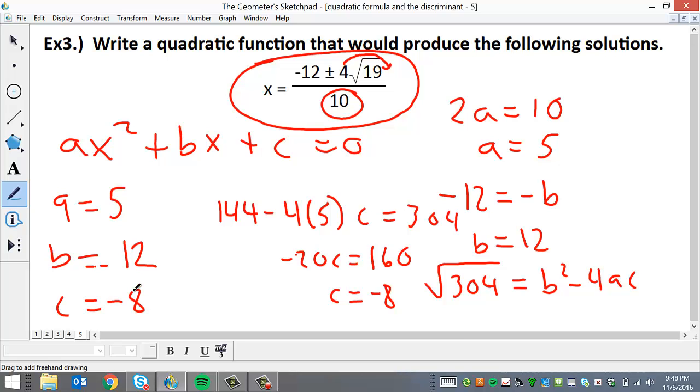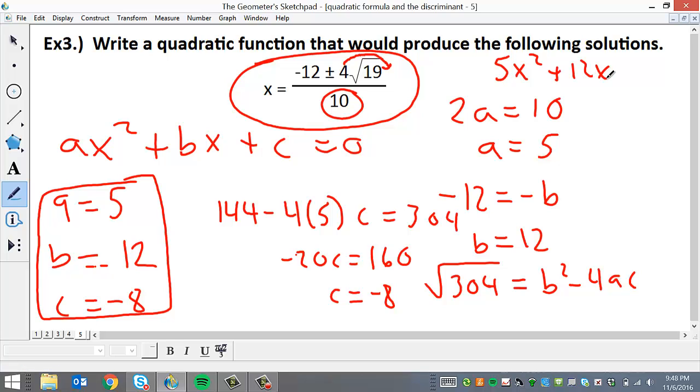Okay? So here's what we've done. We've identified our a value, our b value, and our c value. So now what we can do is put it all together and write out our function. So our function could be 5x squared plus 12x minus 8. Again, this is a very unique application of quadratic formula where you work backwards, but I absolutely love problems like this because it really requires you to have a pretty deep understanding of quadratic formula.